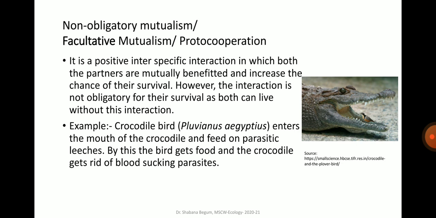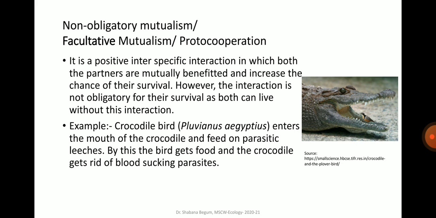So now some examples for non-obligatory mutualism or facultative mutualism, which is also called as proto-cooperation. In fact, it is a positive interspecific interaction in which both the partners are mutually benefited and increase the chance of their survival. However, the interaction is not obligatory for their survival, as both can live without this interaction.